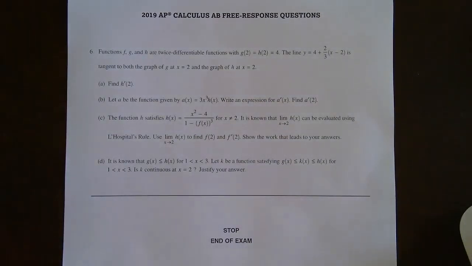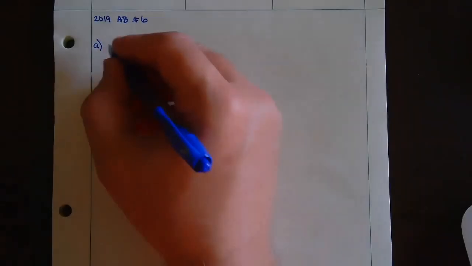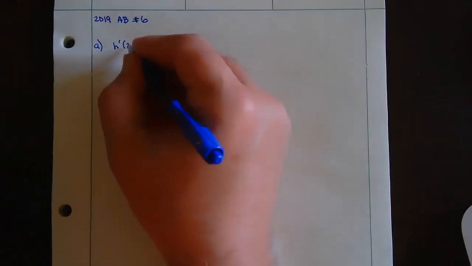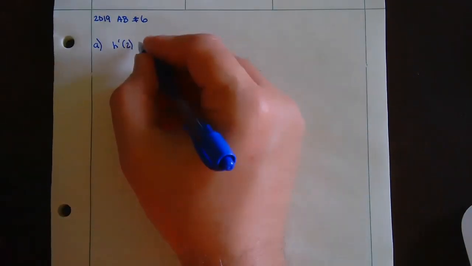All right, so let's go to our paper and we'll record that. So h prime of 2 is the slope of the line tangent to the graph of h at 2, and we have the tangent equation, right?